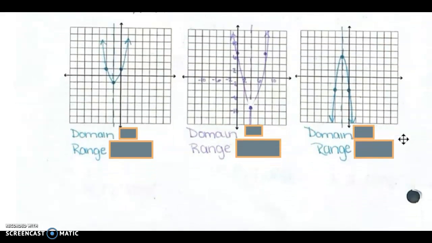Now I need to talk about the domain and range of these. And again, I have the range written differently than when I showed you before. So either way is fine with me. Our domain is all real numbers, always. So we can go ahead and write that for everything.